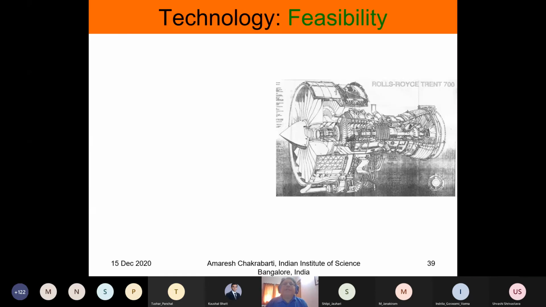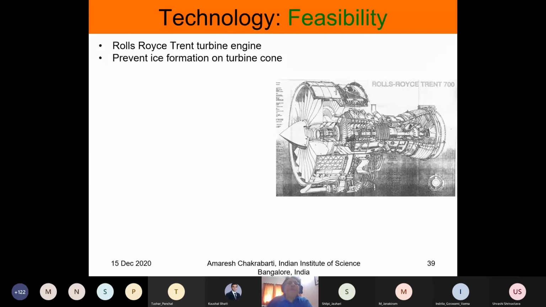So what I was saying was that this Rolls-Royce Trent 700 engine had a problem, and that is the problem of formation of ice. Ice starts forming in this nose cone, and ice is like a stone, right? It flies at 1,000 kilometers an hour, goes and hits the turbine blades, and basically damages them. Engineers came up with a first solution, which is heating the cone. Now this is a very expensive solution because the outside temperature is minus 50 degrees.